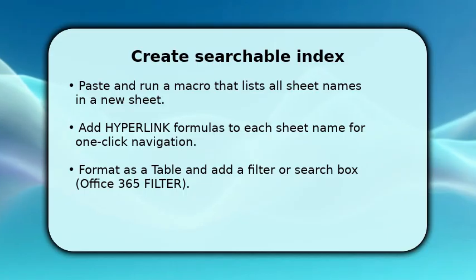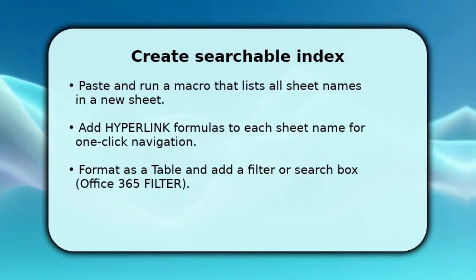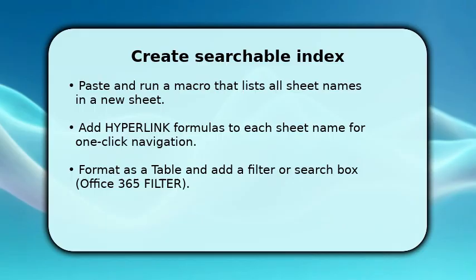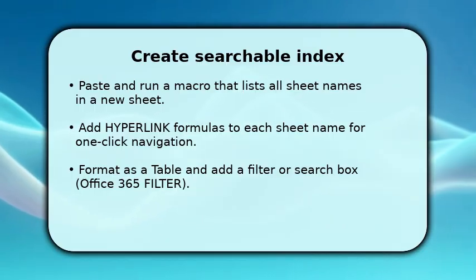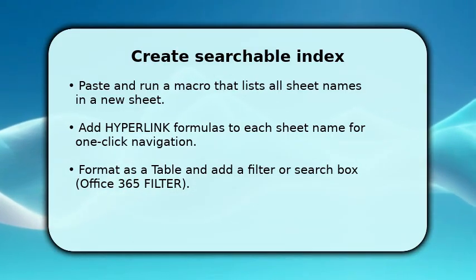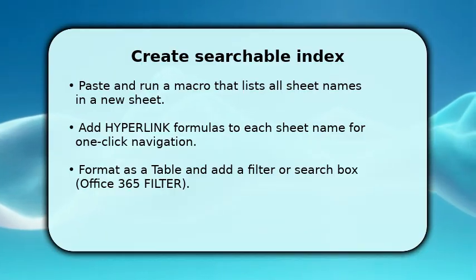The macro can also insert hyperlinks like equals HYPERLINK, hash and A2 and A1, A2. Once done, convert the list to an Excel table so you can use the built-in filter. If you have Office 365, add a dynamic search cell with FILTER to show matching names as you type.